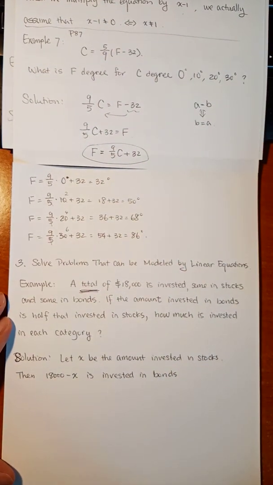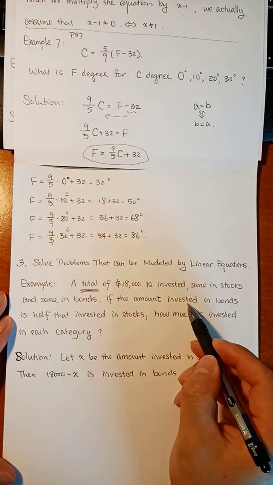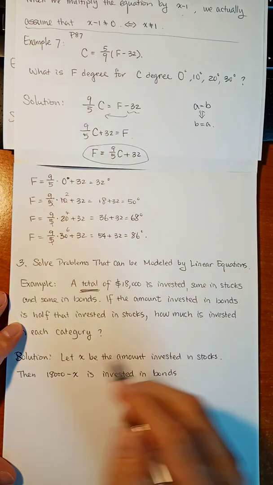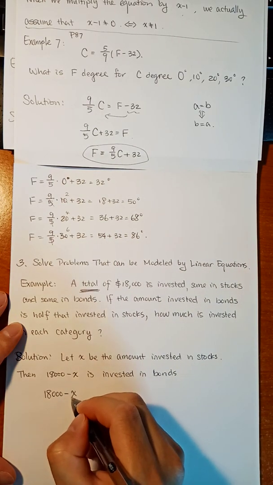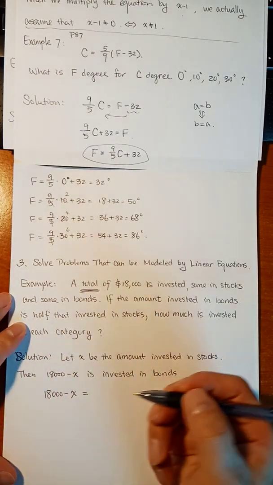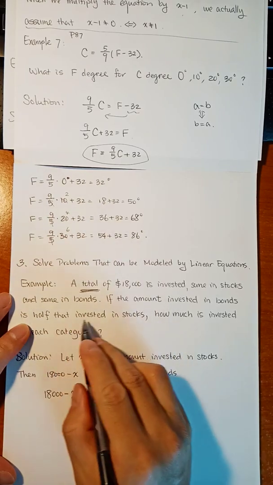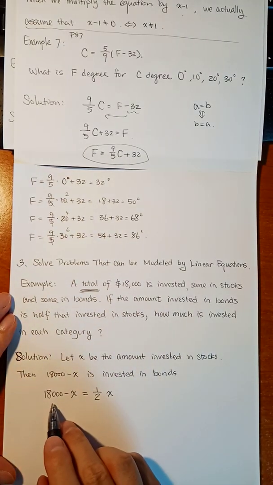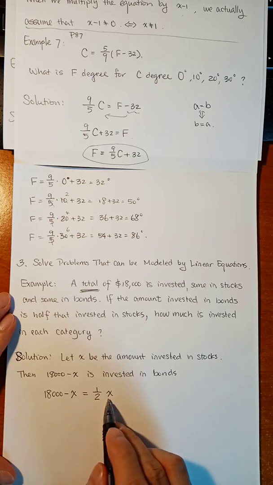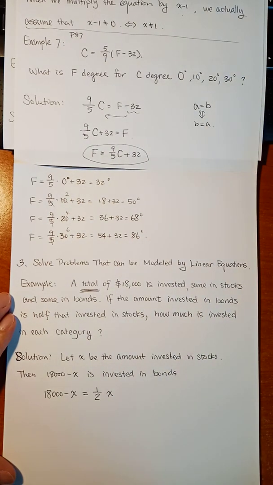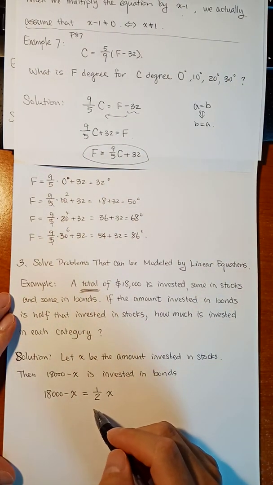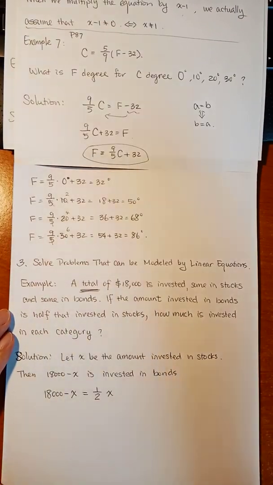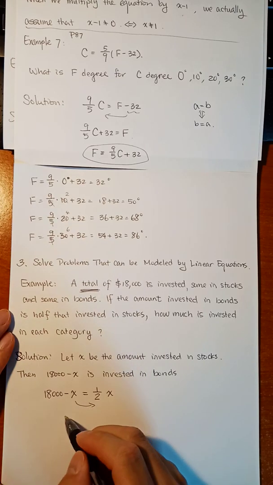Okay, and second, we see the second condition. If the amount invested in bonds, where's the investment in bonds? Here. This total invested in bonds is equal to half that invested in stocks. Invested in stocks is X. The amount invested in bonds is half that invested in stocks. That is the quantity relation, right? And we're looking for X. This is a linear equation, right? So how do we solve it? We move X to the other side.